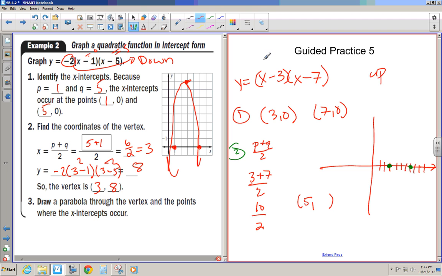Well, now you plug 5 into the equation. 5 there, 5 there. 5 minus 3 is 2. 5 minus 7 is negative 2. Multiplying those together, you get negative 4. So my next point is at 1, 2, 3, 4, 5, directly between those, 4 down. And then you connect the dots with a nice parabola, and you're done.